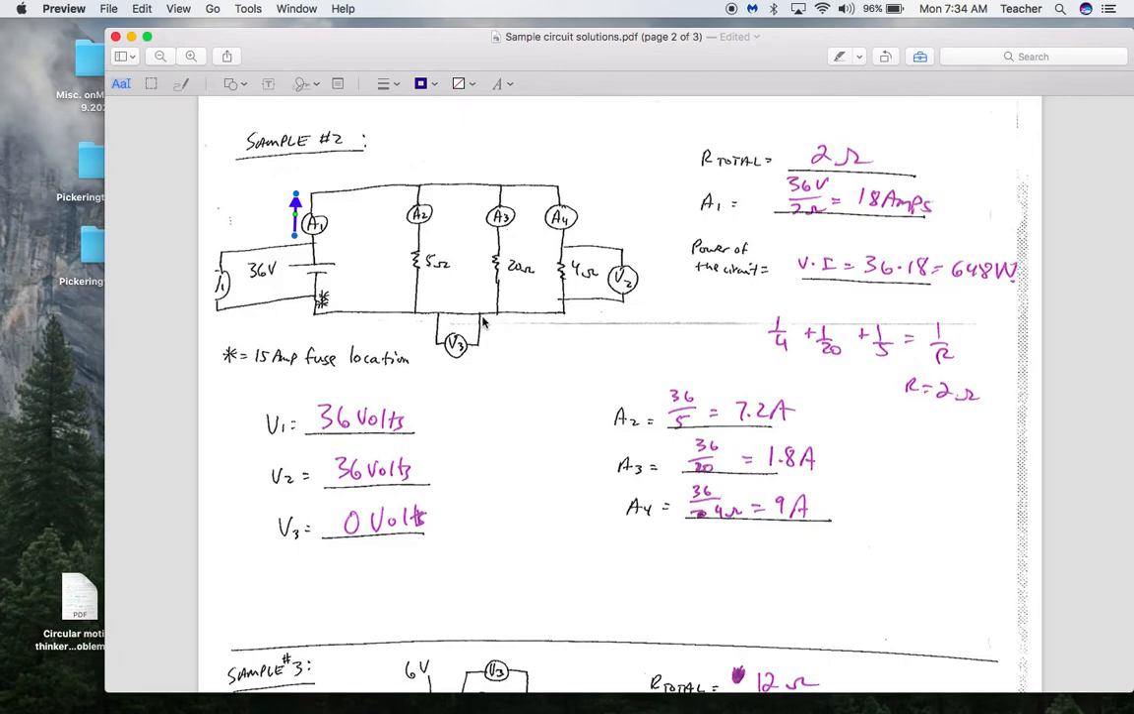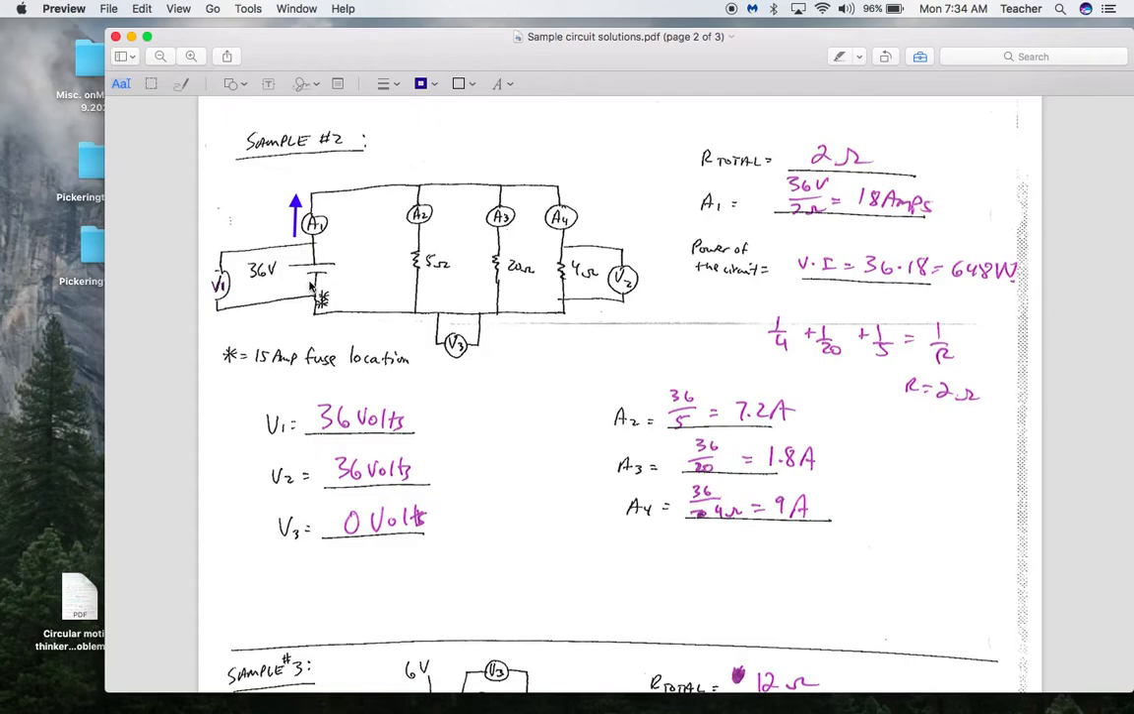These parts are just showing where I would put voltmeters. That one kind of got cut off a little bit. So I'll put that over there. So this would be 36 volts across the power supply.